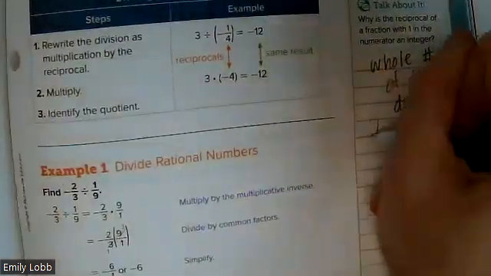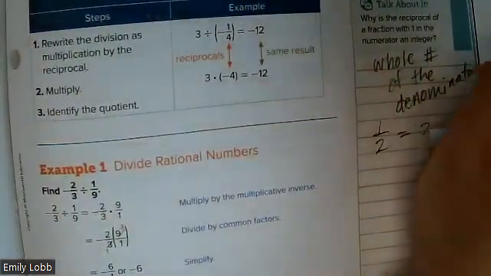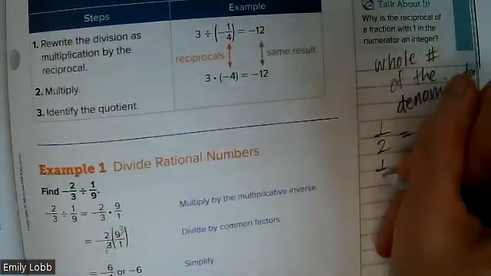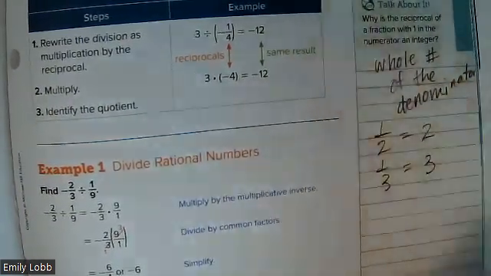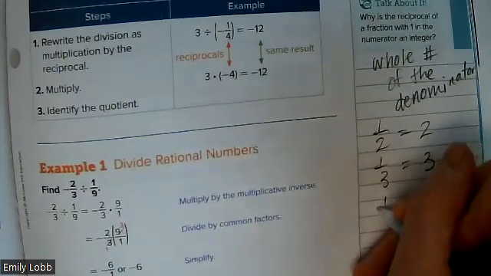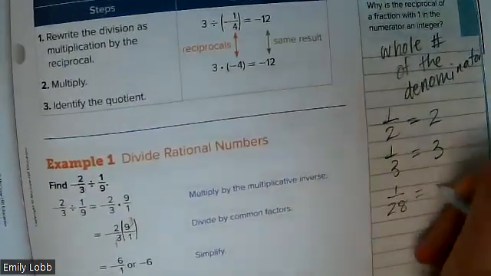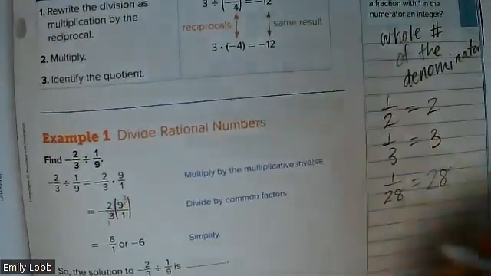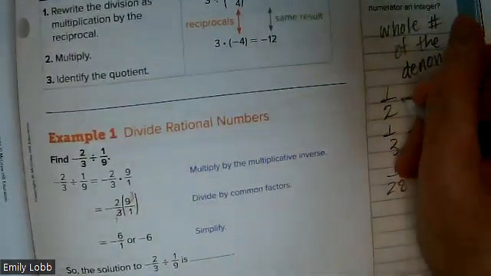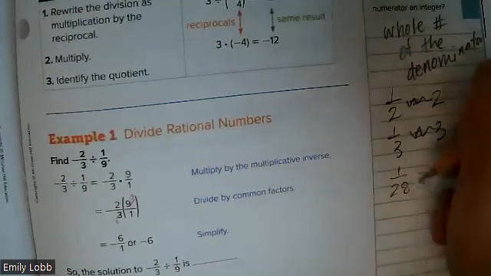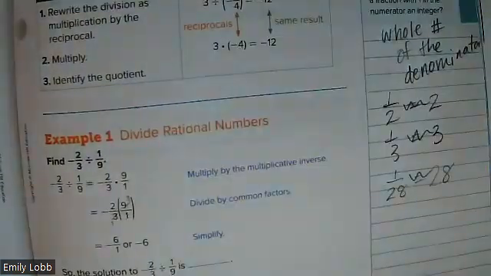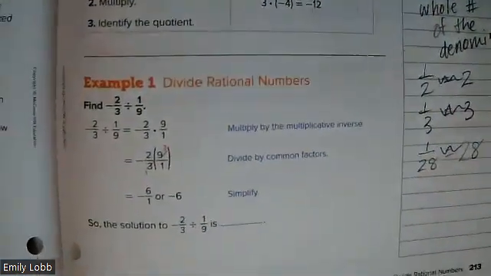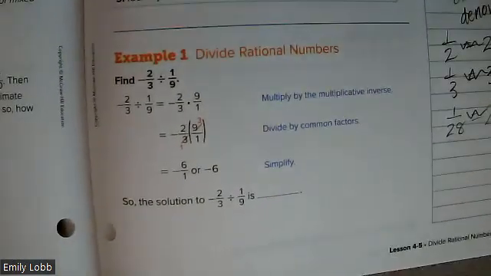Think of some examples. 1/2, the reciprocal would be 2. 1/3, the reciprocal would be 3. So 1/28, the reciprocal would be 28. So you could write a little equation. I shouldn't write equals. I should draw a little thing here. These are all reciprocals, right? Because 1/2 is not equal to 2. All right, multiply by the multiplicative inverse.